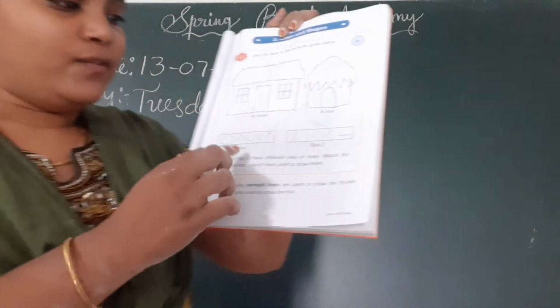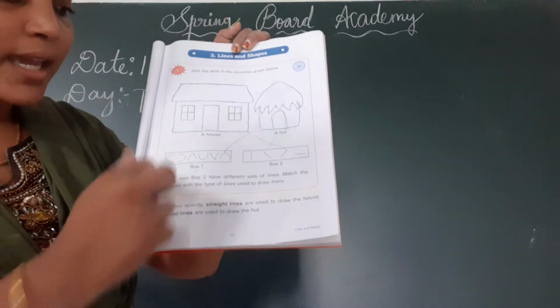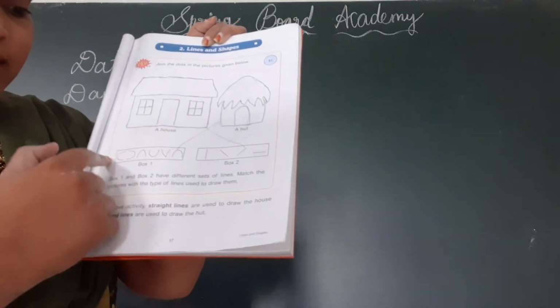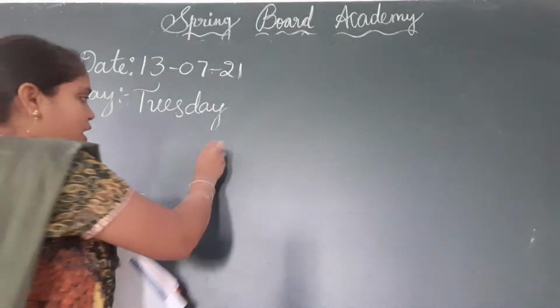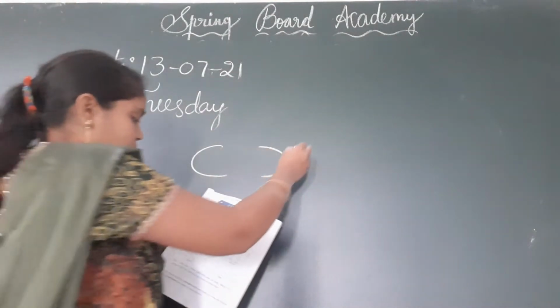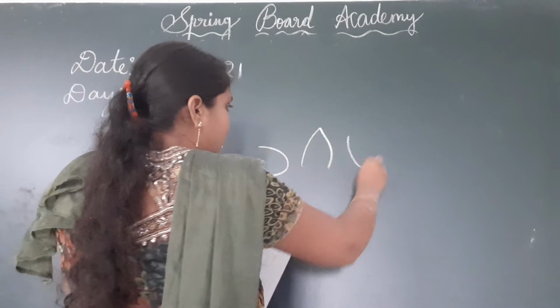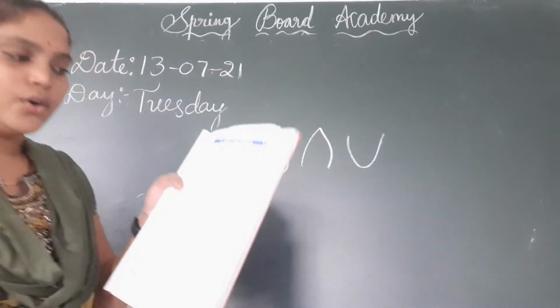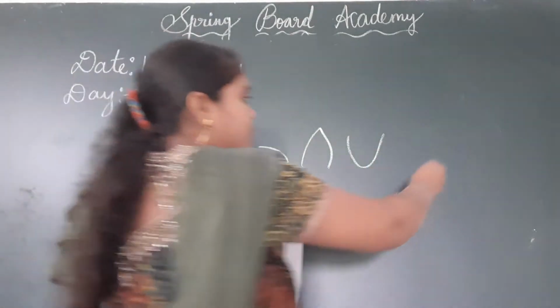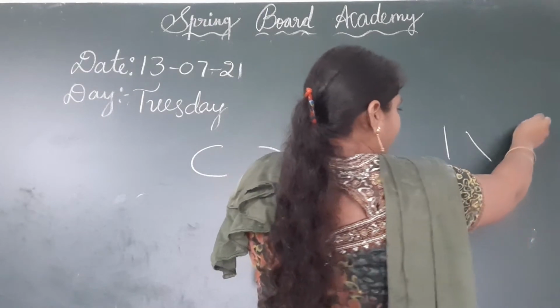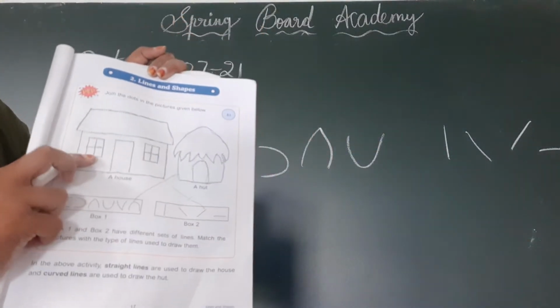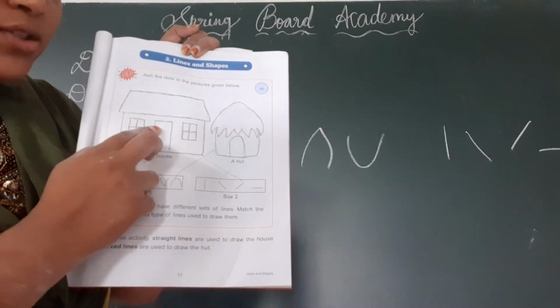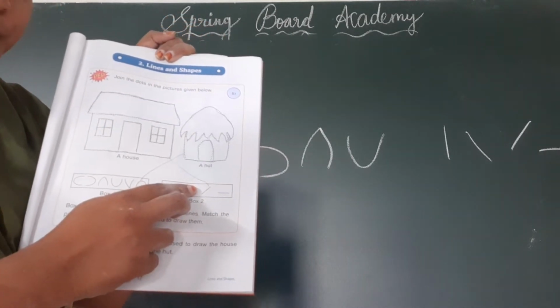So first, which type of lines do we use to draw a house? This type. These lines, children. So for drawing a house, we use this type of lines. We used only this type of lines to draw a house. So everyone match this house to Box 2.